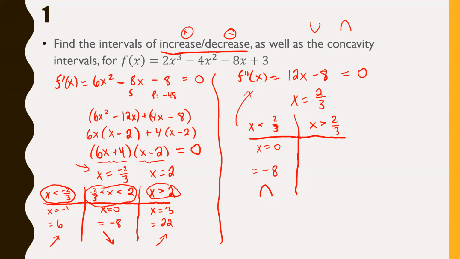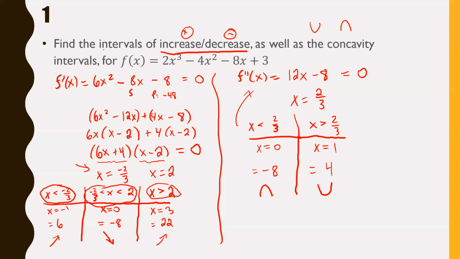Now let's check a number where x is greater than 2/3. I think an obvious one there would be x is equal to 1. If you plug 1 into this equation, it's just 12 times 1 minus 8. Obviously, that's going to be +4. It's a positive number, though, so we're concave up in that interval.